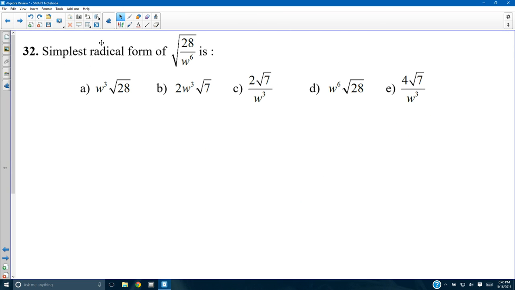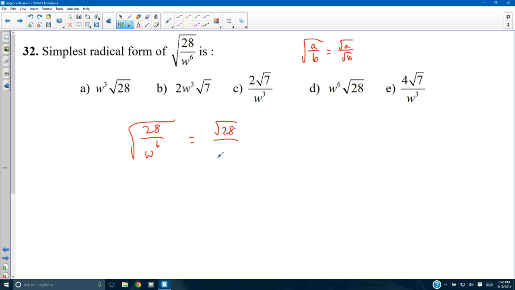Number 32. The simplest radical form of the square root of 28 over w to the 6th power is, boom. So, rewriting it. All right, I made mention of this with a product. If you take the square root of a fraction, that is also the fraction of two square roots. So it's equivalent to the square root of 28 over the square root of w to the 6th. The square root of 28, as I start to break that one apart, the largest perfect square, I believe, here is also 4. Square root of 4 times the square root of 7, so that equals 2 root 7.